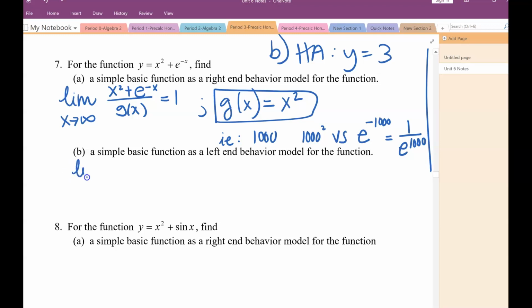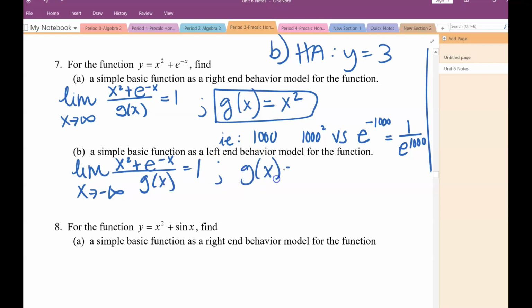So the definition says, limits as x approaches negative infinity. Again, we're using the same f of x, so x squared plus e to the negative x divided by some function, let's call it g of x. So the left end behavior is g of x. What is it now? Give me your infinity number. What's your infinity number as we're approaching the negative side?